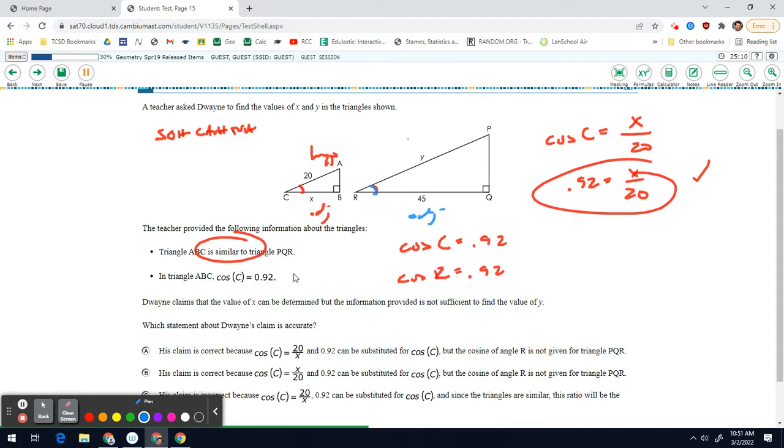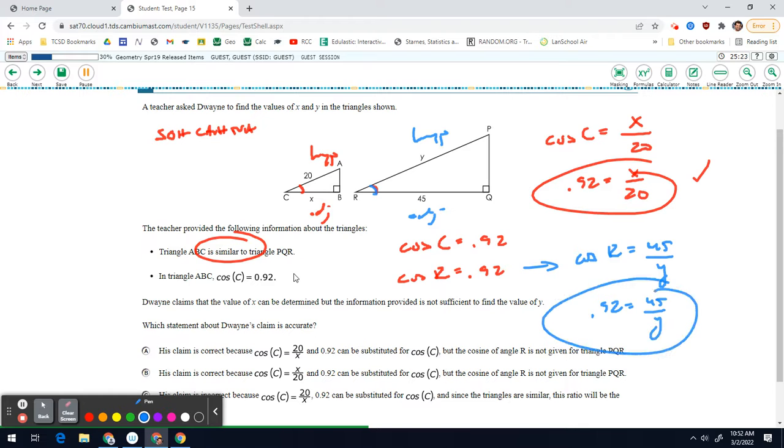45 is the adjacent. Y is the hypotenuse. So again, we use cosine. So cosine of R equals adjacent over hypotenuse. And again, we know the cosine of R. The cosine of R is 0.92. This is solvable. We could find y. So which statement about Dwayne's claim is accurate?